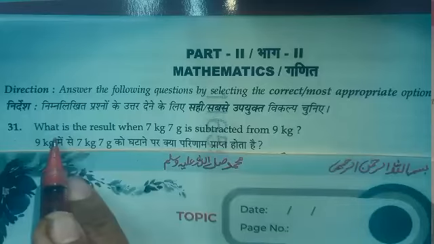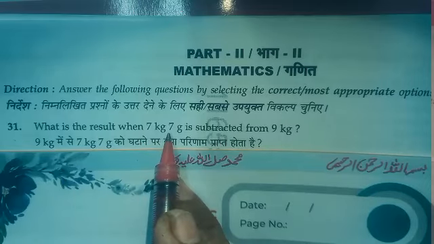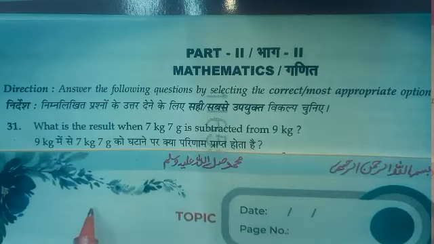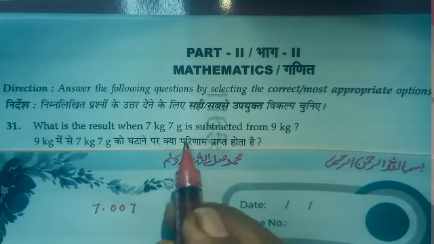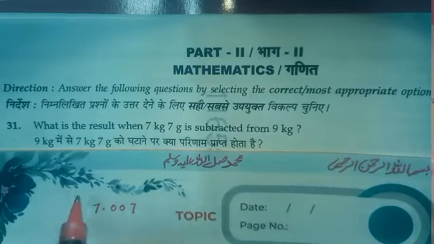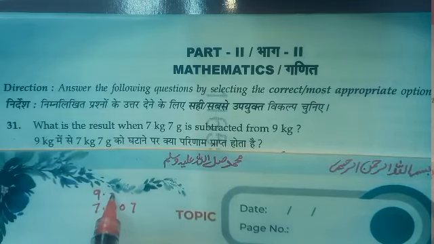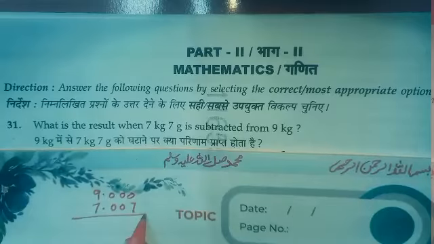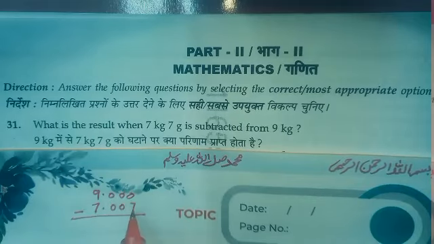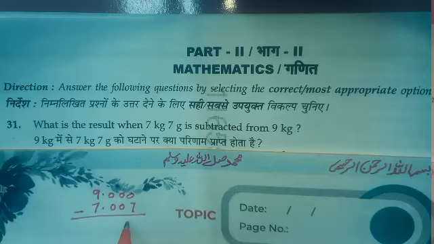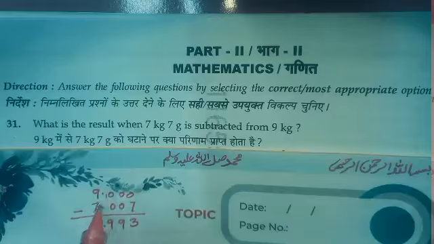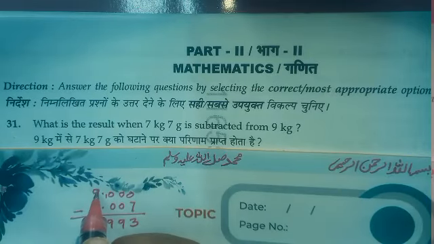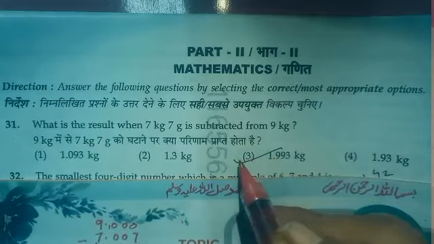Question number 31. What is the result when 7 kilograms 7 grams, that is 7.007 kilograms, is subtracted from 9 kg? Subtracting, we get 1.993. 7 from 9... 9 minus 8 is 1. So 1.993 is our answer. Answer number 3.